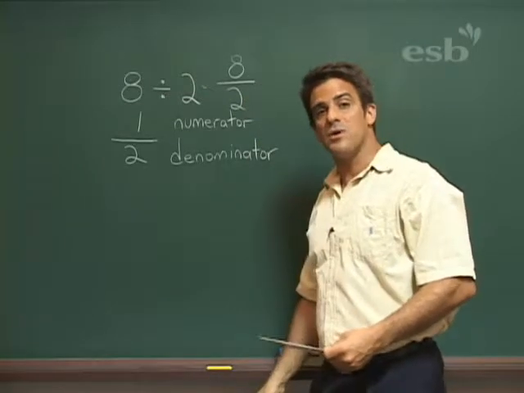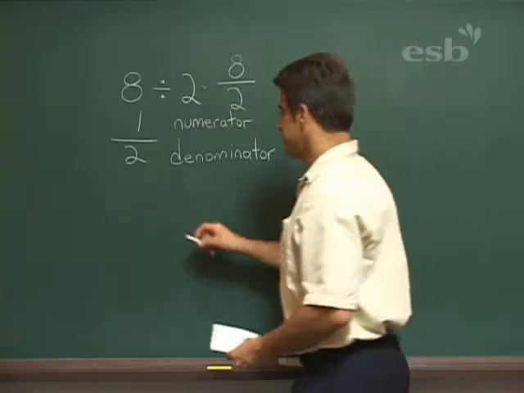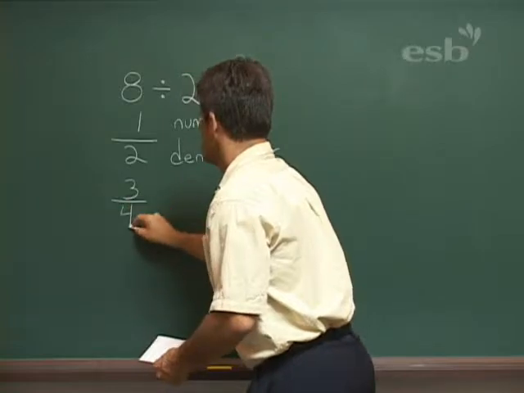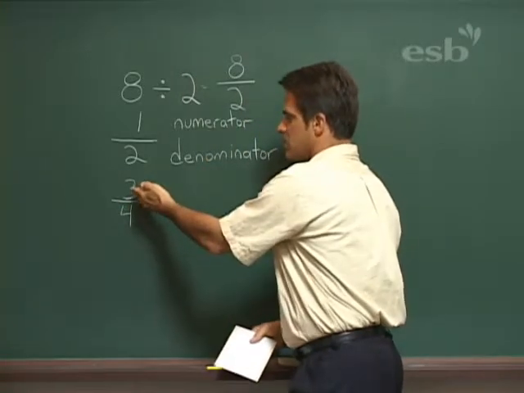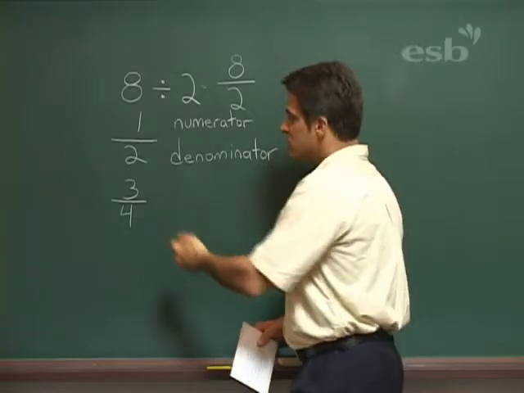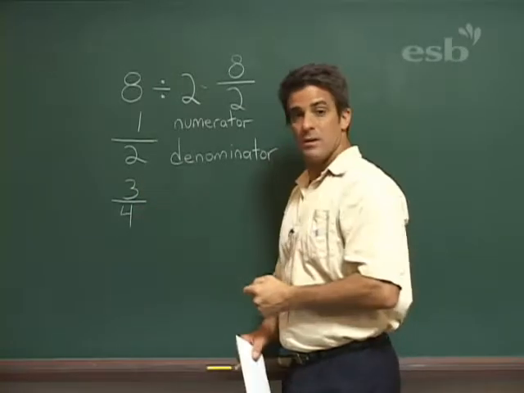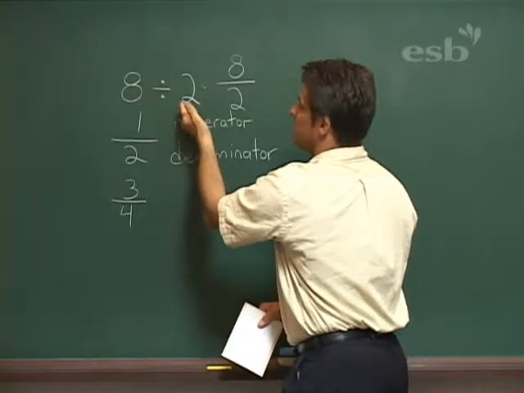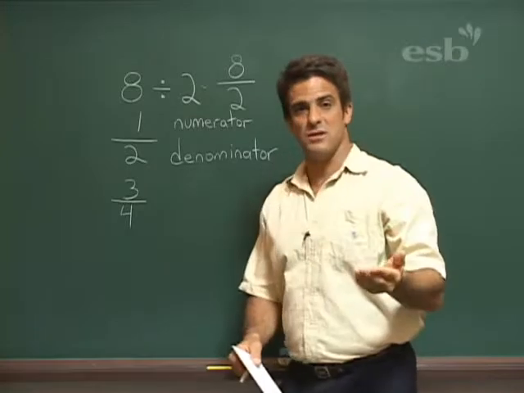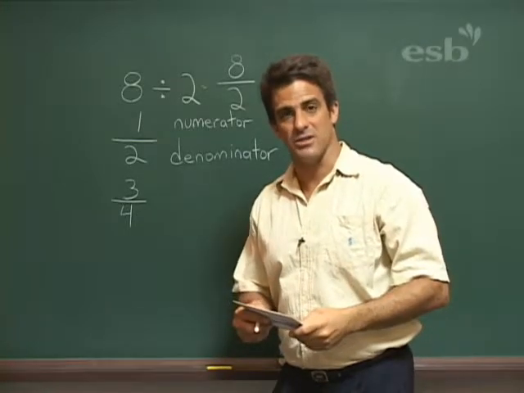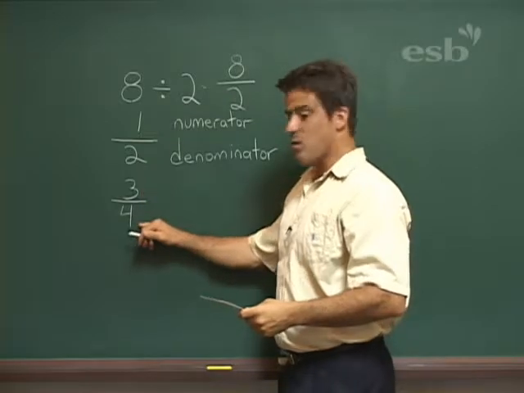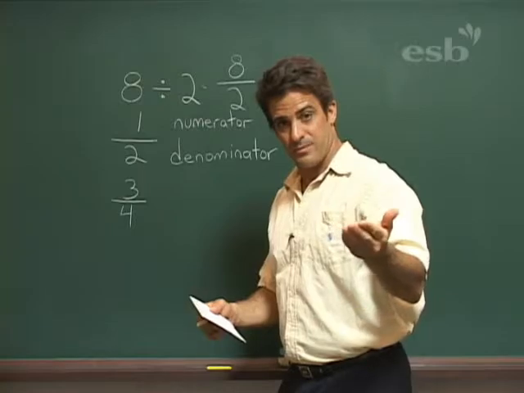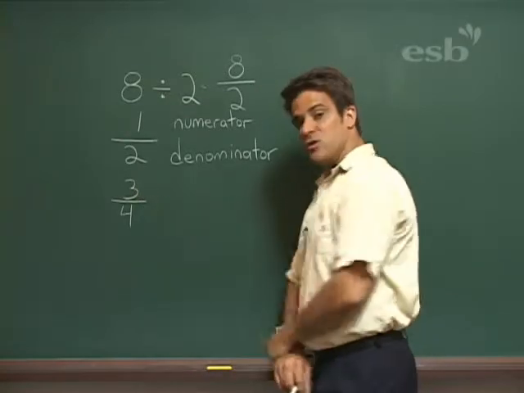Do you want to look at one more example? Three over 4. 3 over 4. This, of course, means 3 divided by 4. Division can also be written as a fraction. 3 over 4, or 3/4. Which number is the numerator?